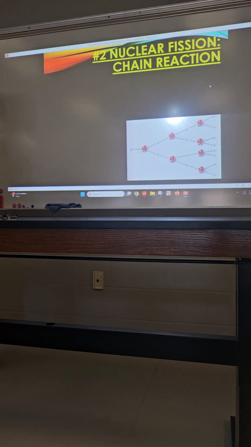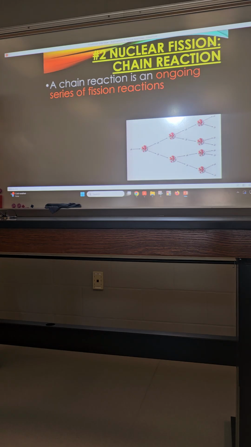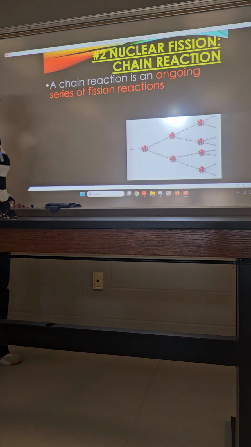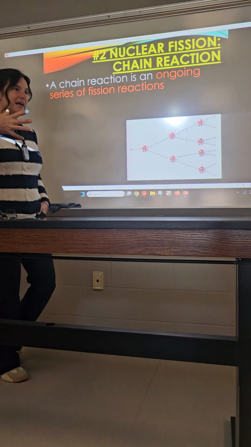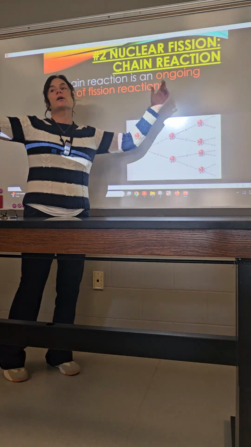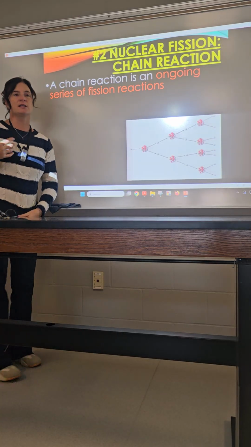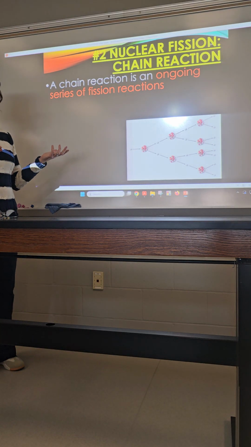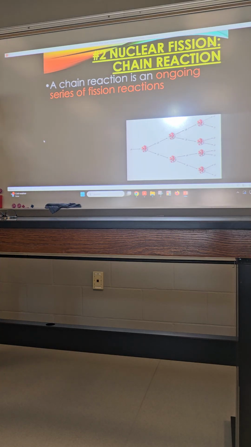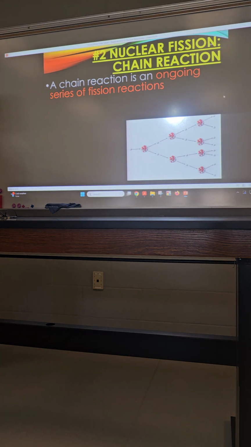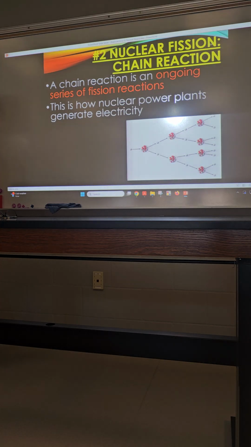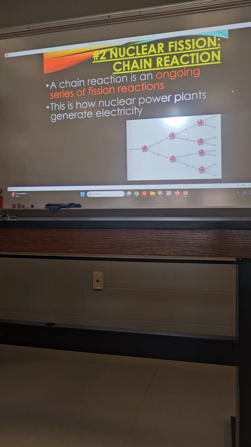Okay, so we're going to look at chain reactions. This is one of your vocab words. A chain reaction is an ongoing series of fission reactions. So one little thing triggers a reaction and then it just keeps going and going until it either runs out of the material or it gets stopped. And this is exactly how nuclear power plants generate electricity. And we'll go over this as well.